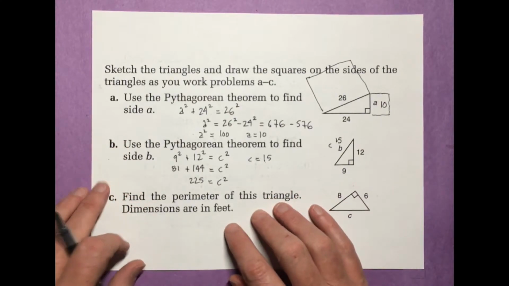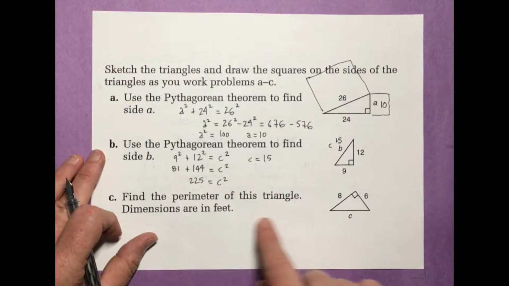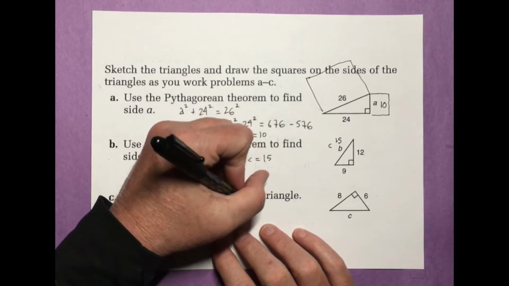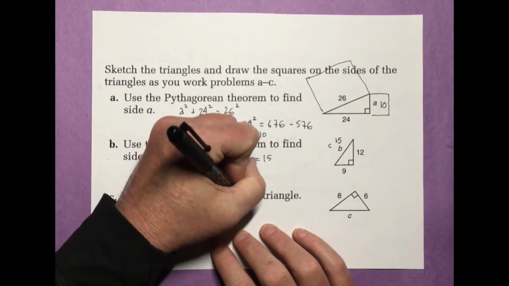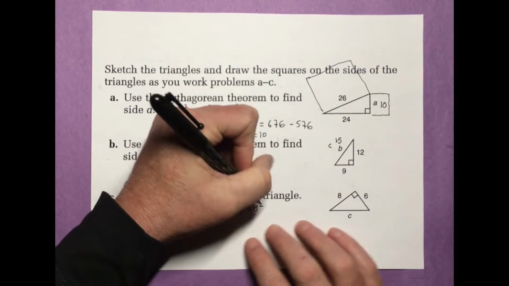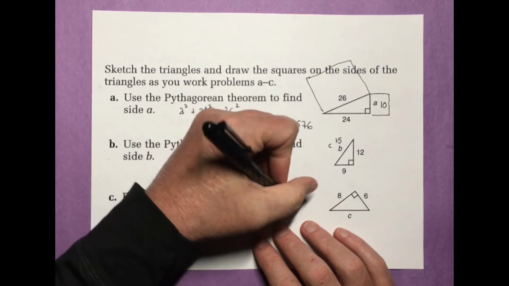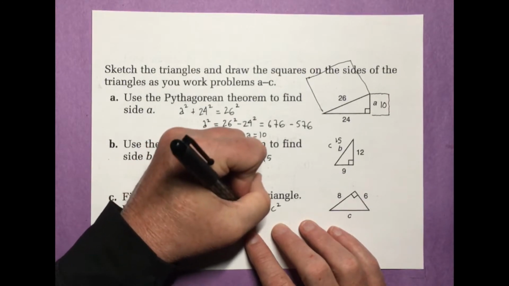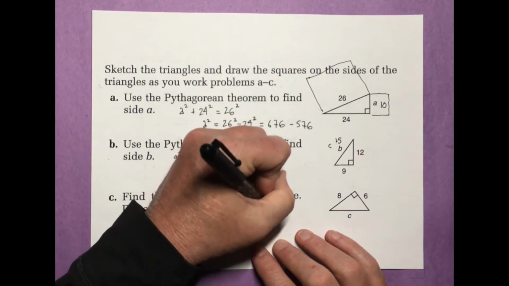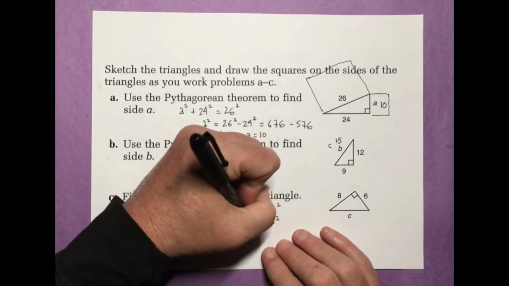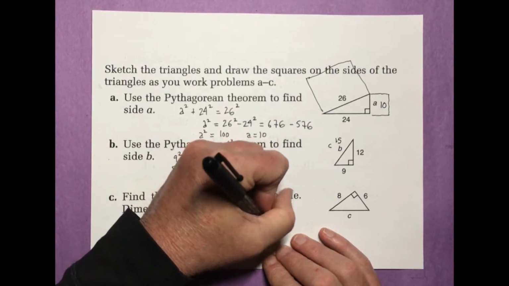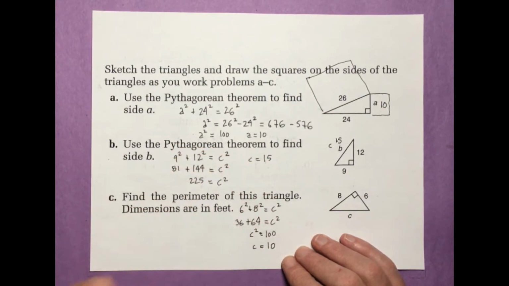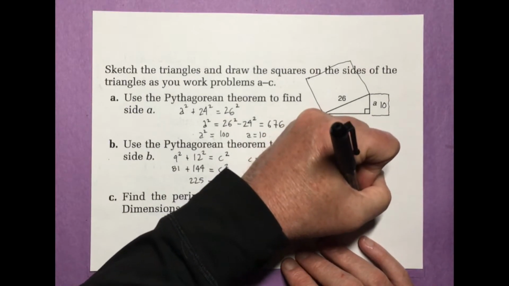There you go. C. Find the perimeter of this triangle right here. All right. Well, again, we don't know the hypotenuse, so we can figure that out. We will say that 6 squared plus 8 squared equals C squared. Well, 6 squared is 36. 8 squared is 64. So 36 plus 64 is C squared. That means C squared equals 100, which means C must equal 10. Look at that. C equals 10.